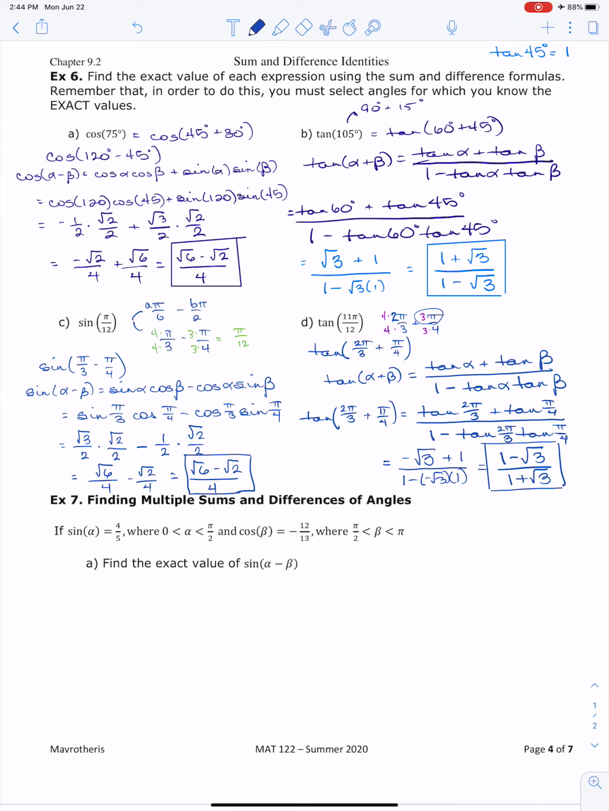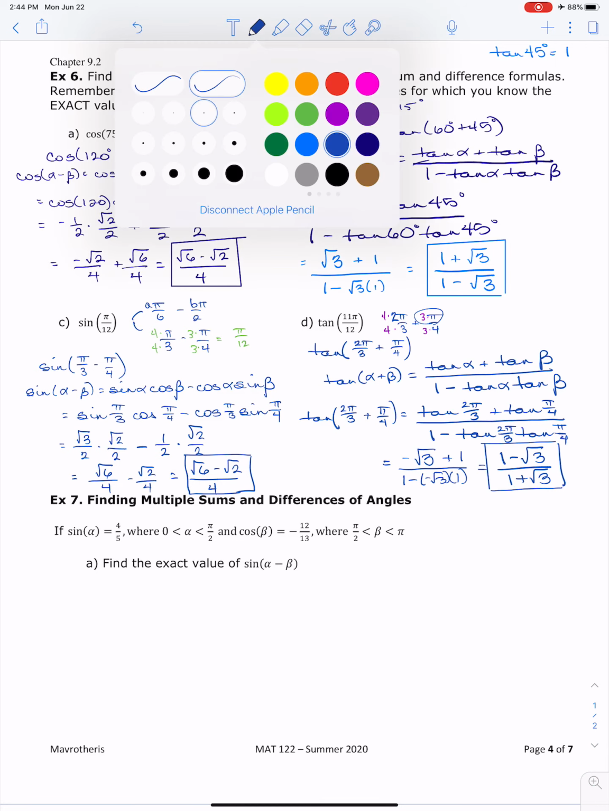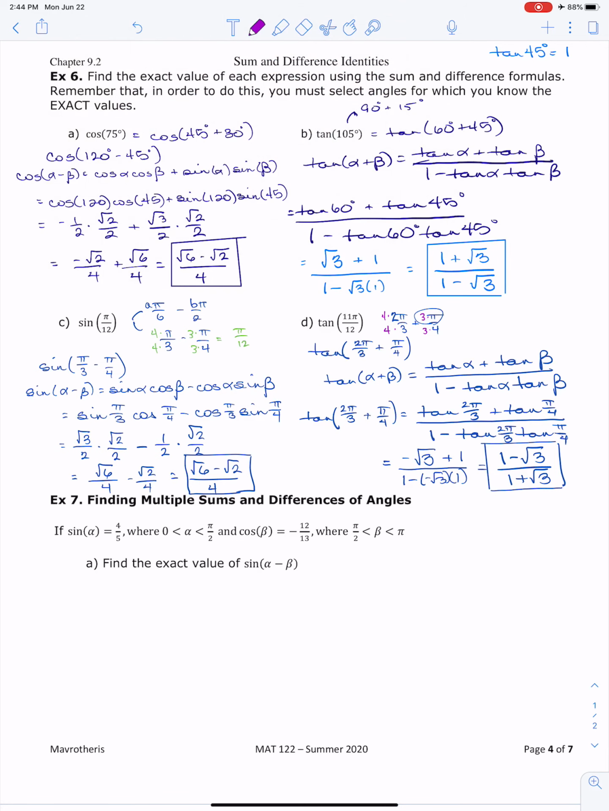Okay, so example 7, let's start something different. We're going to start it on the bottom of this page. We will continue it on to page 5. I've got the sine of alpha is 4/5, where alpha is between 0 and pi over 2. That puts alpha in quadrant 1 for us. So I'm going to draw that picture.